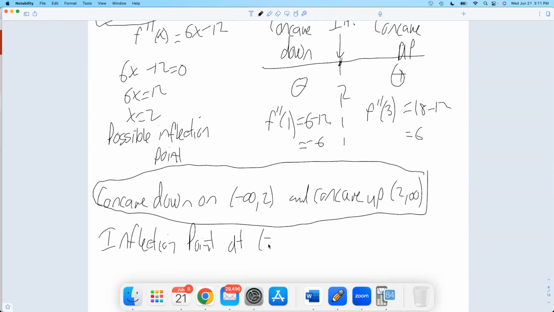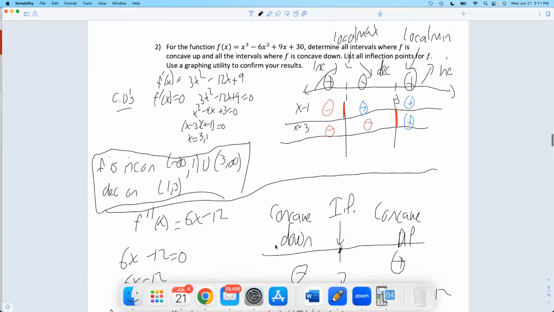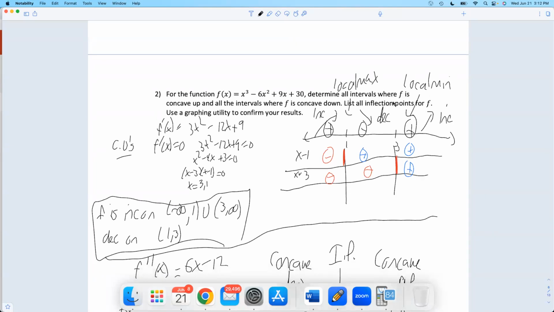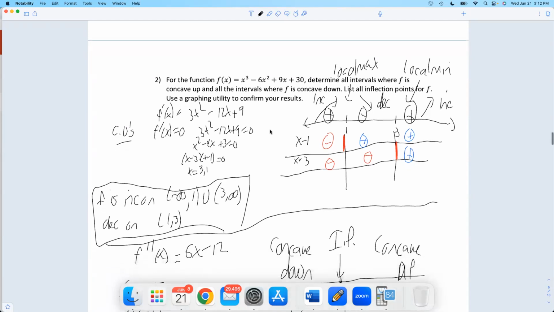At 2, comma, now we need to figure out what the actual, this one, because it asked for it. List all inflection points. Inflection points are points, not numbers. Points have an X and a Y. And we've got to plug back into the original to find that. Again, the question didn't ask for the local max and min. If it did, I would have to plug these values back in and find that local max and min on the original. The question does ask for my inflection points, so I got to plug that back in.